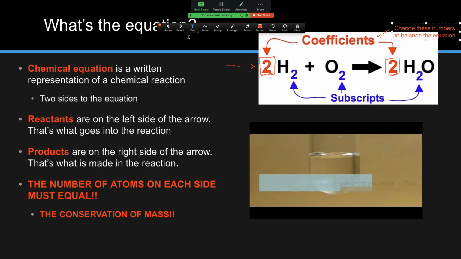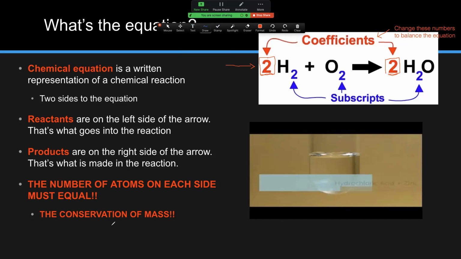So when we first looked at this, I had just written it the other way. You can rewrite these. It depends on your reaction. This one is not a decomposition reaction. This one is a synthesis. You're making water here from those two things.